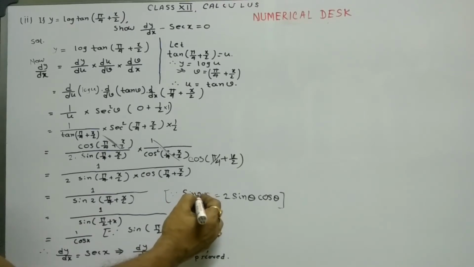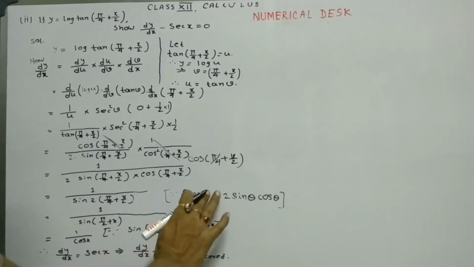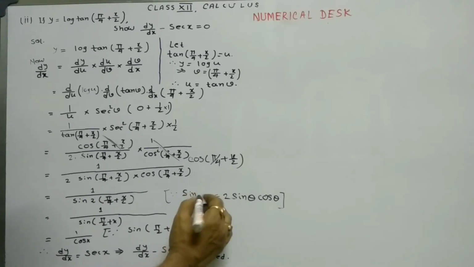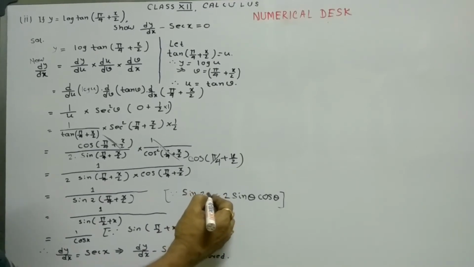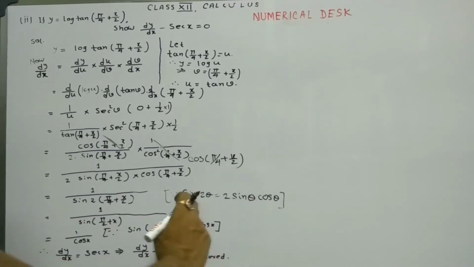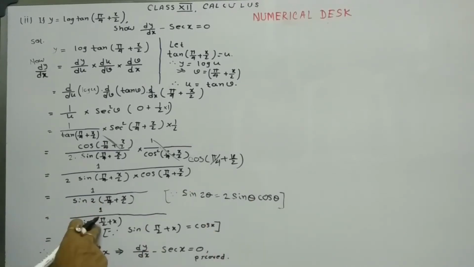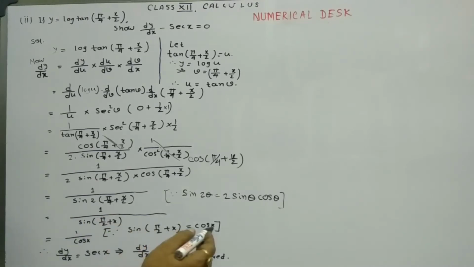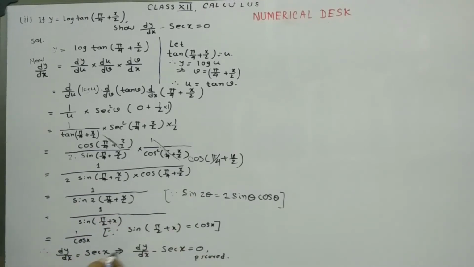So see, the part is sin pi by 2, because 2 is multiplied by pi by 2 plus x. So 1 by sin pi. So now dy by dx equals sec x, or dy by dx minus sec x equals 0, proved. Now the next sum.